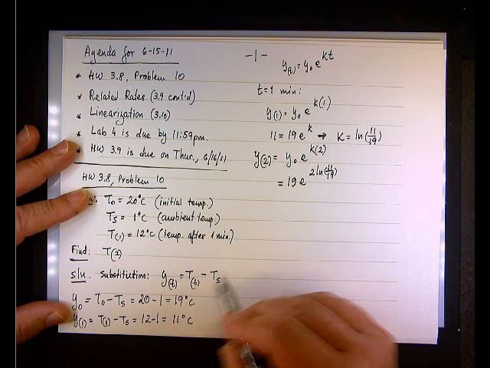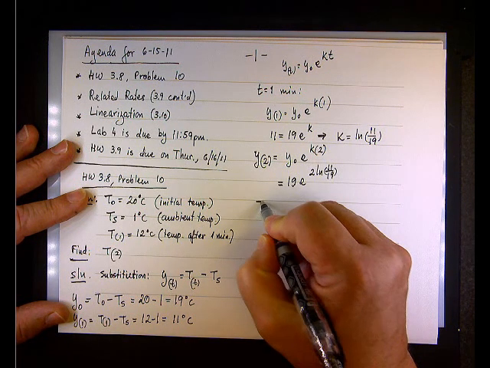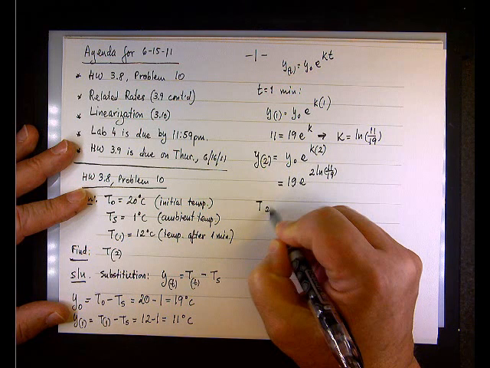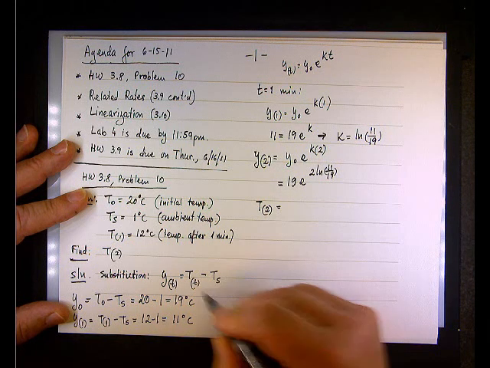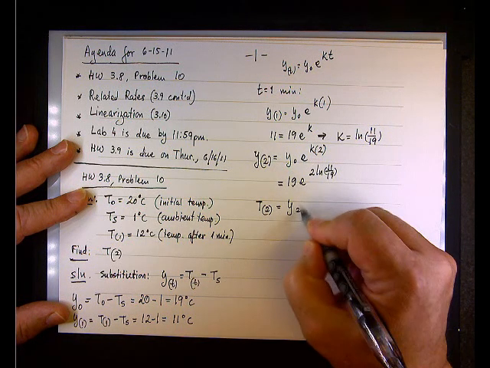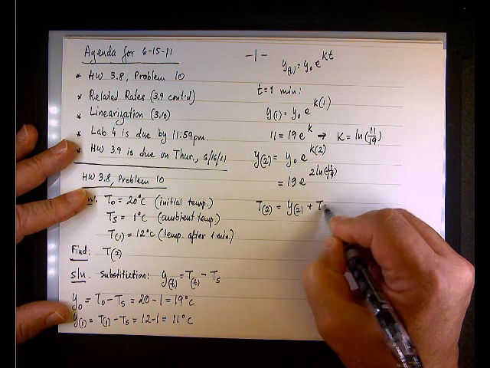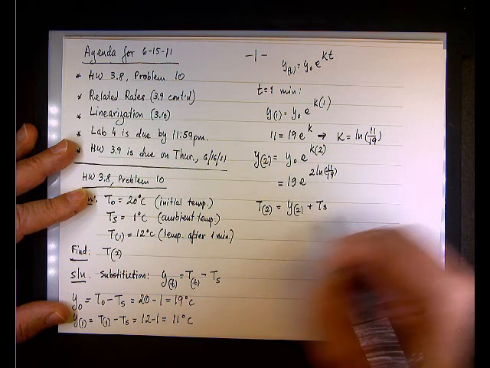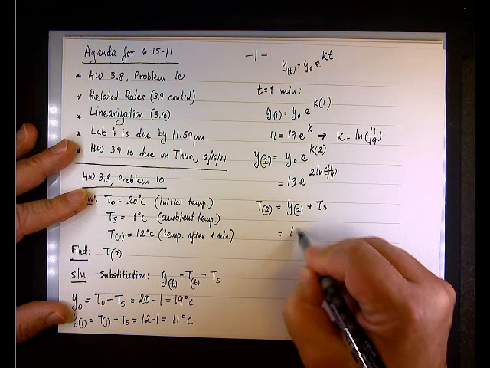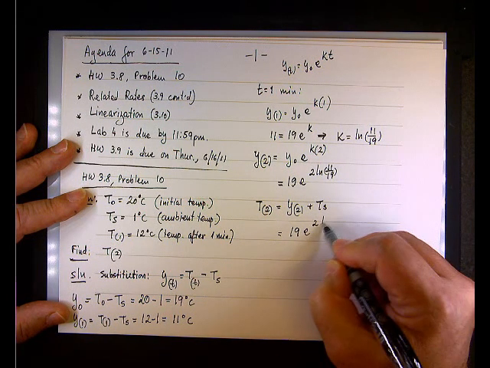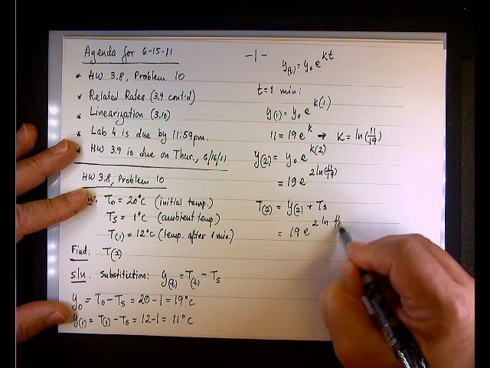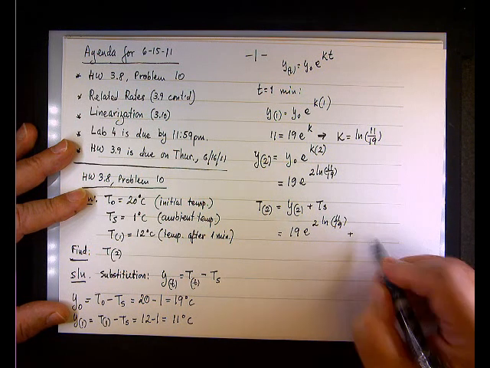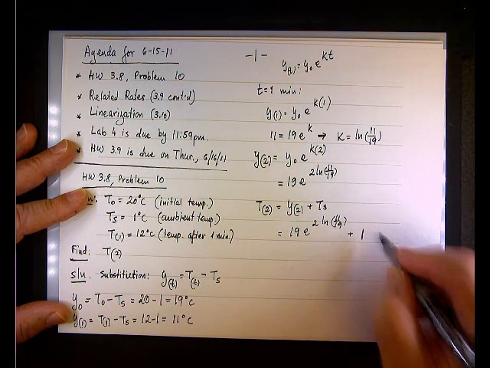Going back to the definition of y equal the difference. So we need to find what is T at 2. Well, T at 2 will be equal to y at 2 plus the ambient temperature. Okay? So in this case, it will be 19 e to the power of 2 natural log of 11 over 19 plus the ambient temperature, which is still 1. And that's it.